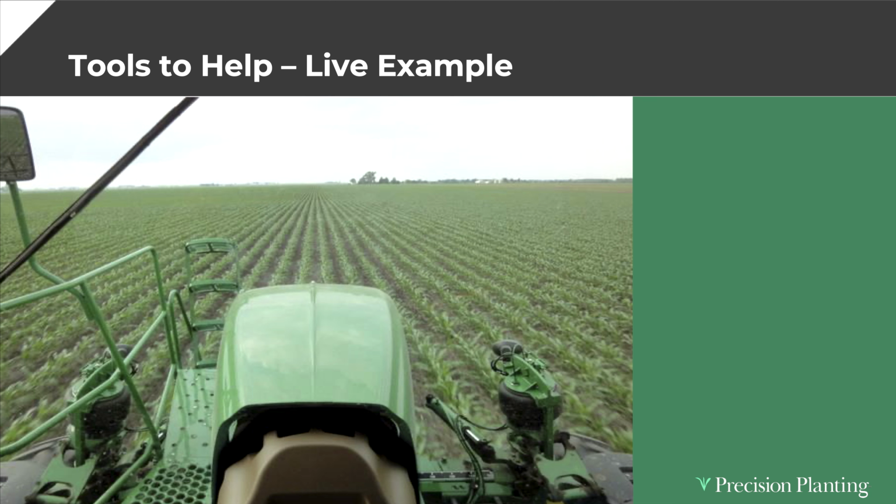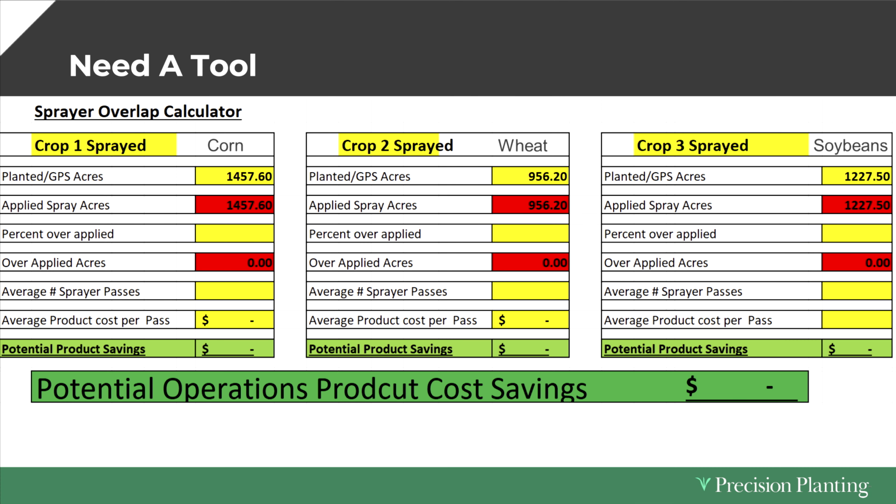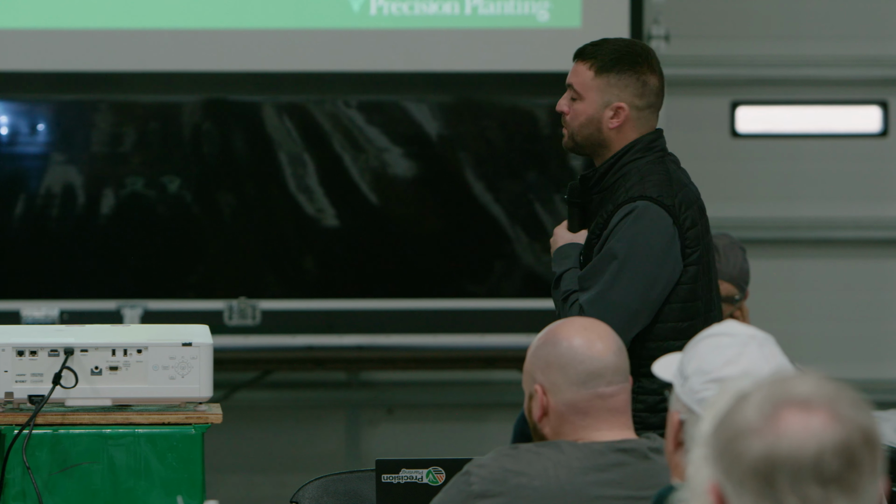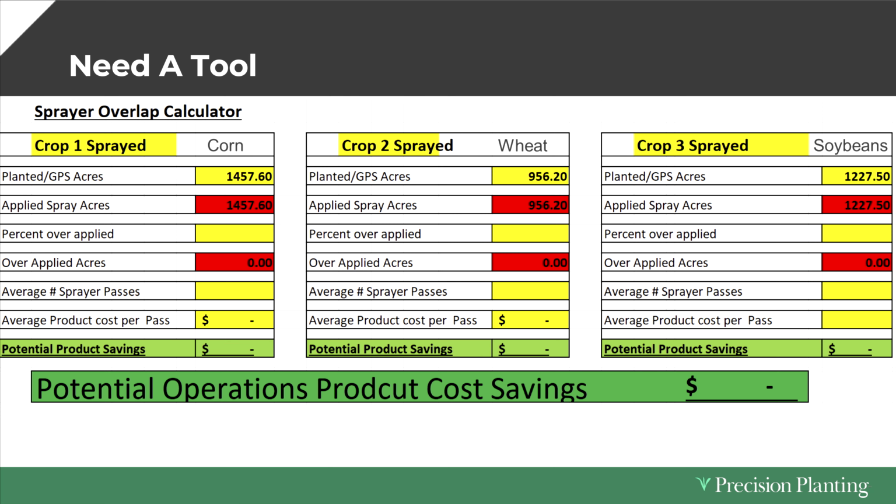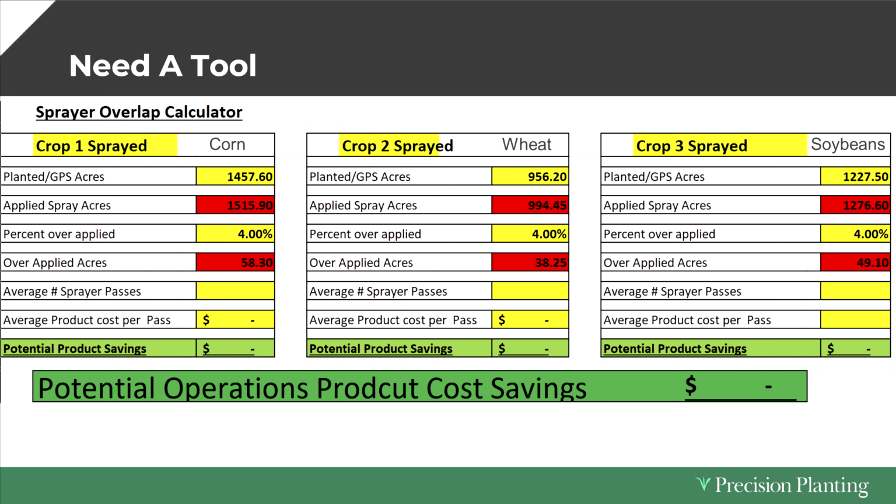So I got him to have like a breakout here of what this looks like, because the one grower that we used as this example was 3,500 acres. So planted corn, 1,457, applied spray acres, 1,457. So you can see how they match up here. But then you add the 4% to it. Look at how much drastic change that is on acres.